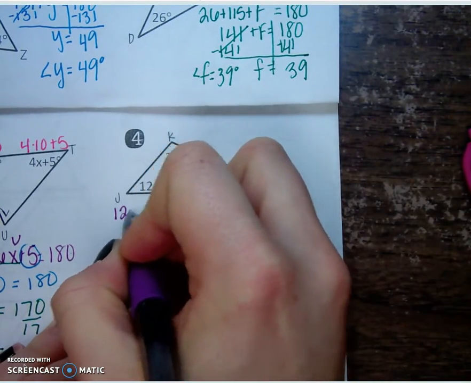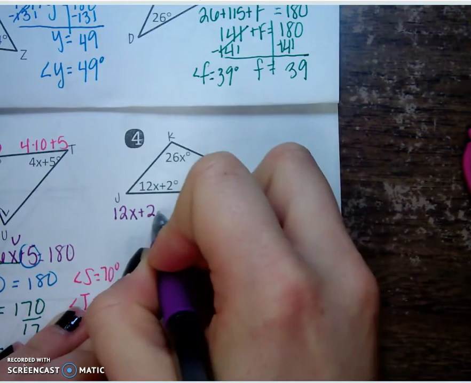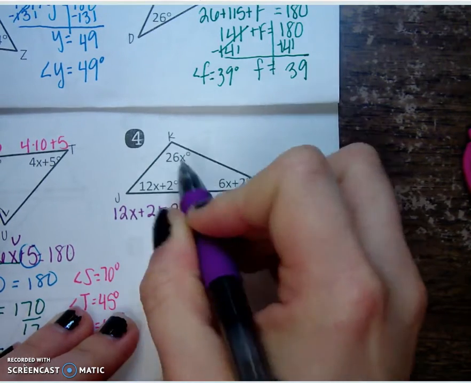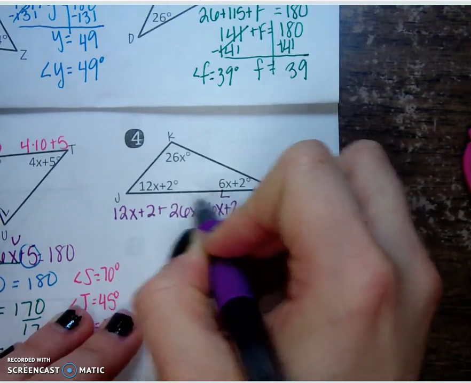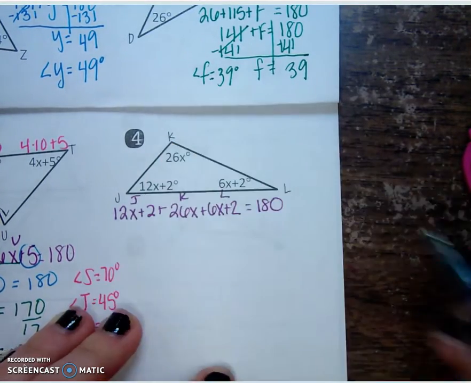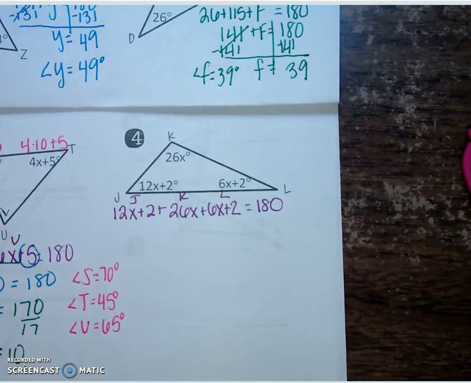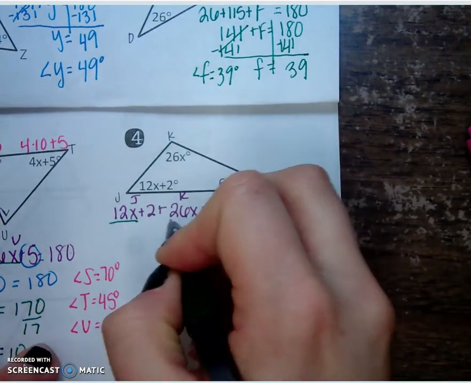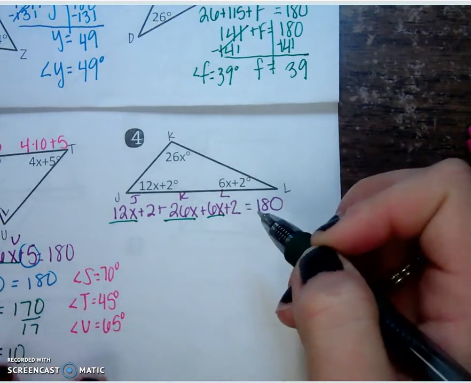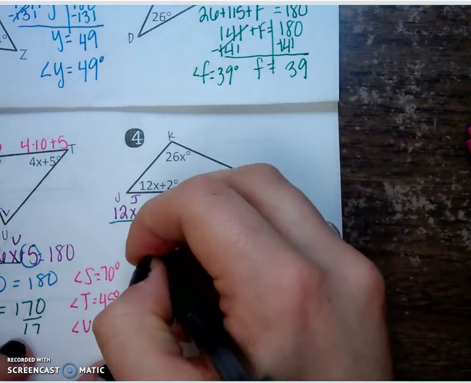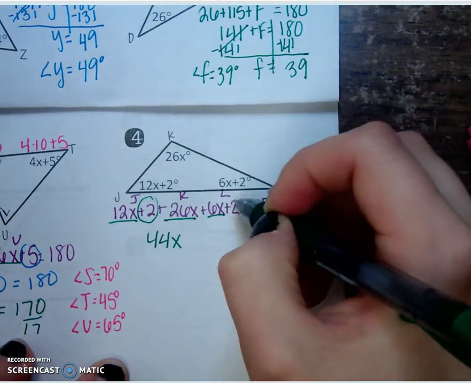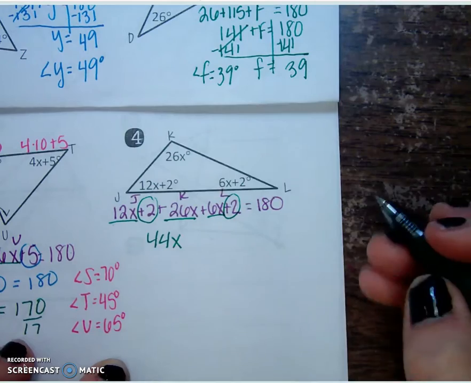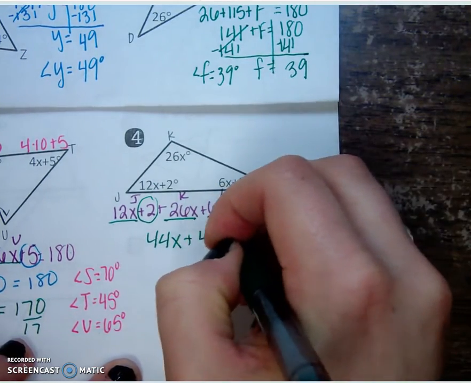So we have 12x plus 2, that's my angle J, plus 26x, which is angle K, plus 6x plus 2. That's angle L. Don't forget to combine your like terms. I've got a 12x, a 26x, and a 6x. Together, that's 44x. And then I have my constants, the things that cannot be combined with my variable, plus 4 will equal 180.